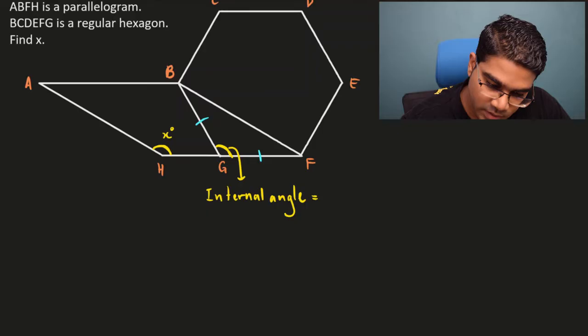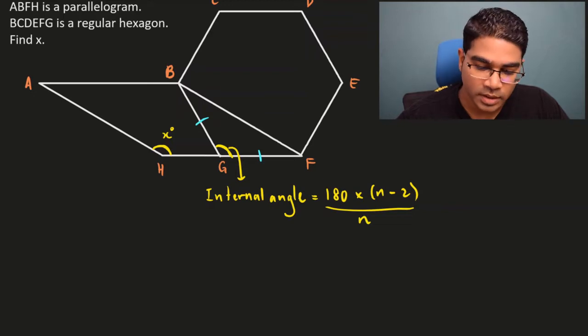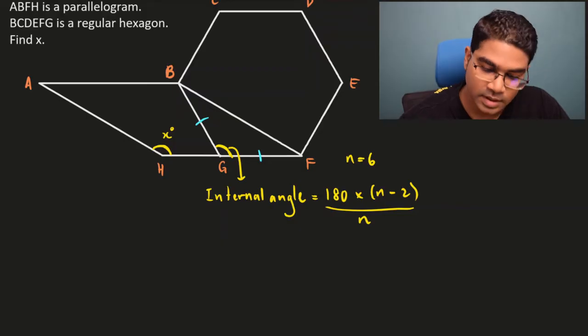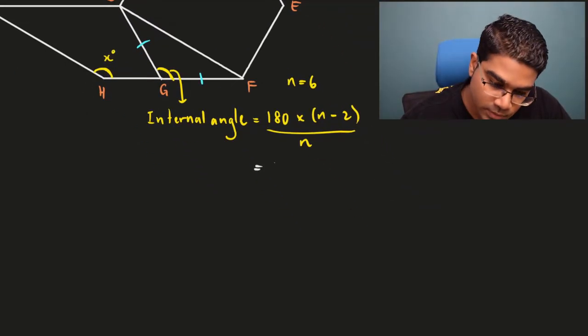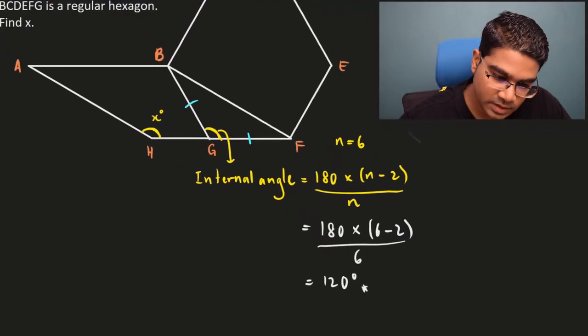Internal angle will be equal to 180 times n minus 2, divided by n. N represents the number of sides of the regular polygon. So since this is a hexagon, n is equal to 6. Now we can just substitute and find the angle. So this will be equal to 180 times 6 minus 2 over 6, and this will give us 120. So this is 120 degrees.